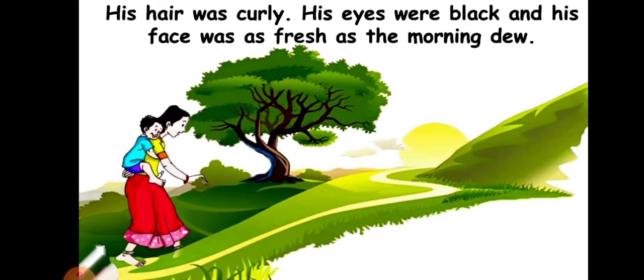His hair was curly, his eyes were black, and his face was as fresh as the morning dew. The boy which Meena was carrying was very beautiful and lovely. How can we say that? Because that boy had curly hair, his eyes were black, and he looked fresh, just like morning dew. So that boy was very happy, pleasant, fresh, and beautiful too. That boy was very lovely.